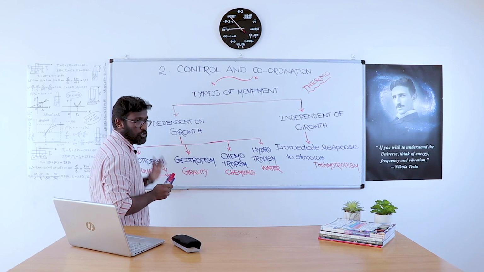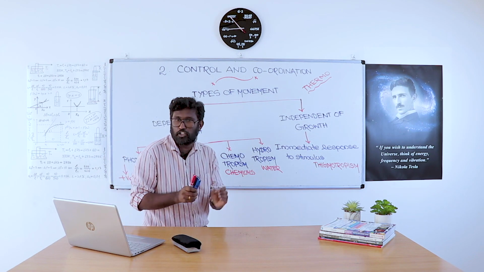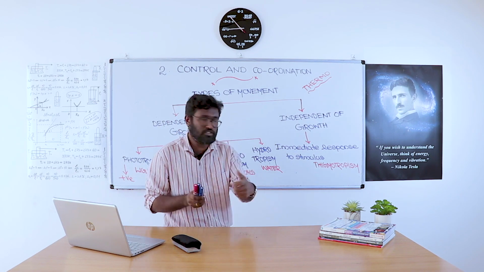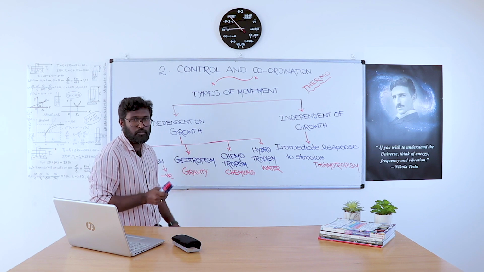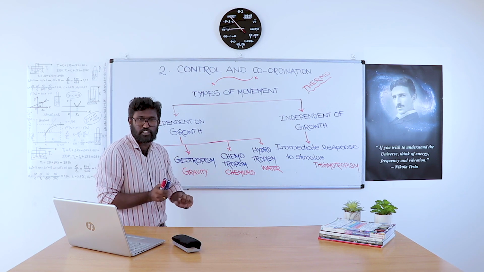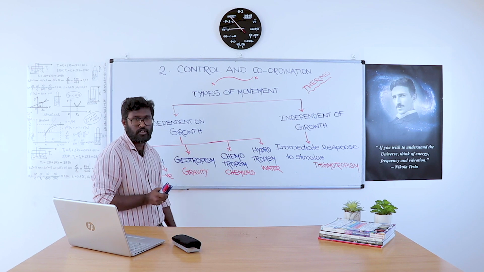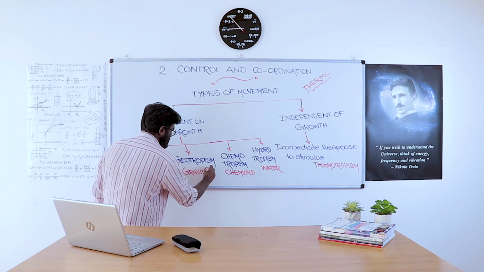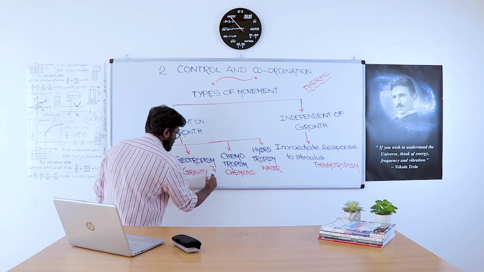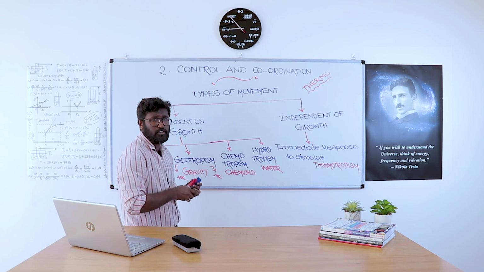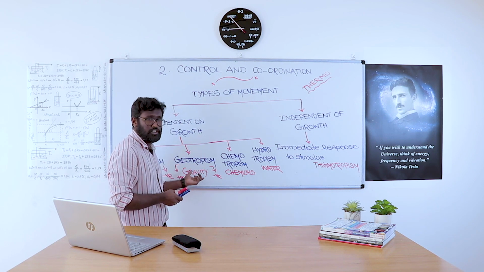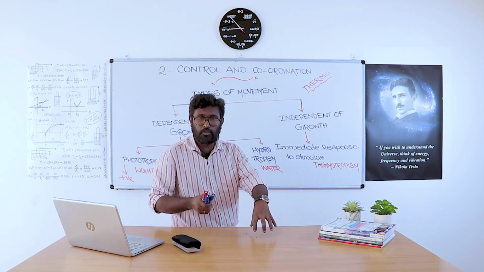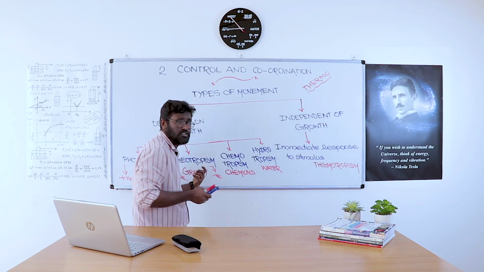Then geotropism. Movement of plant growth towards gravity is called geotropism. It is classified as positive geotropism and negative geotropism. How will you give an example regarding positive and negative geotropism? Positive geotropism means that the movement is towards the stimulus, and here the stimulus is gravity.